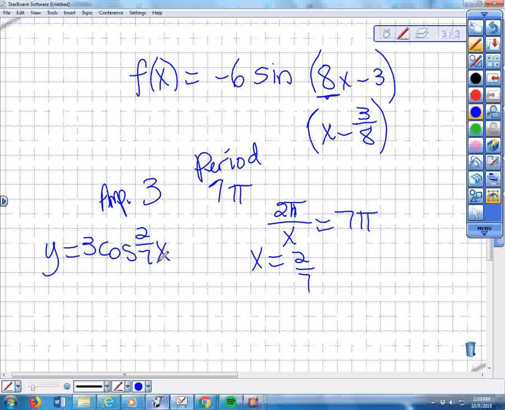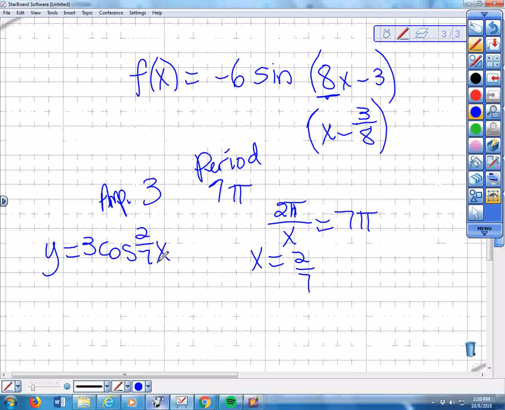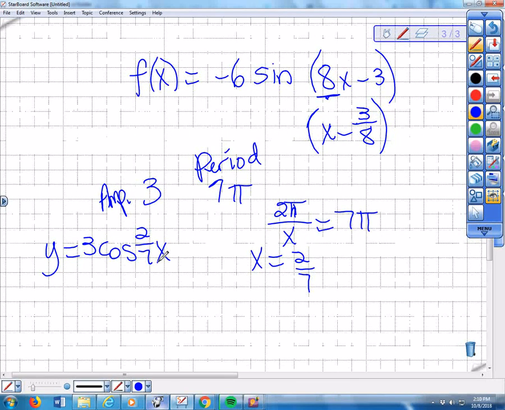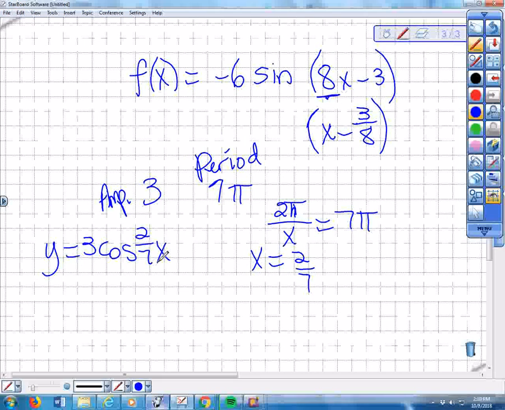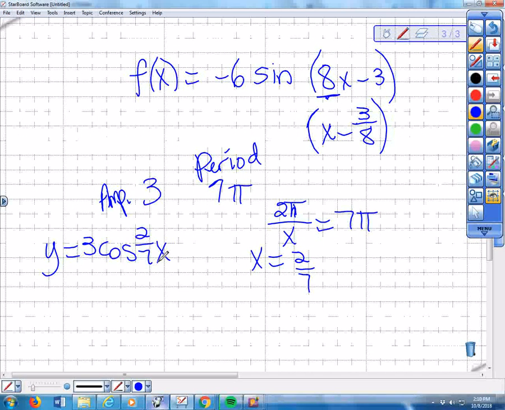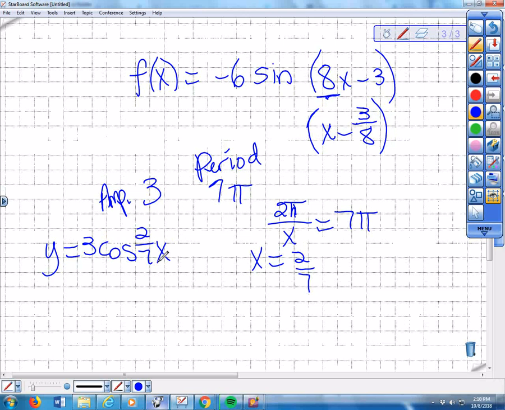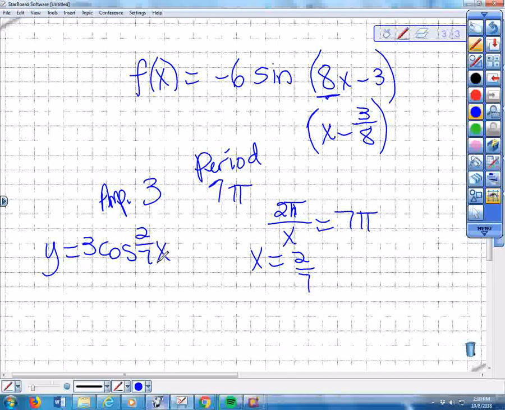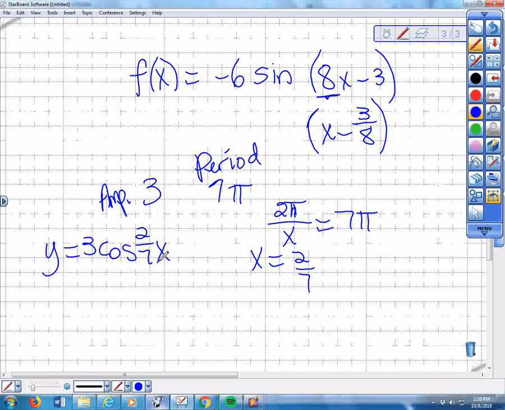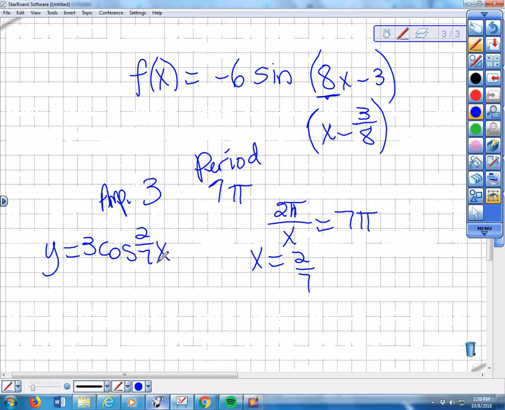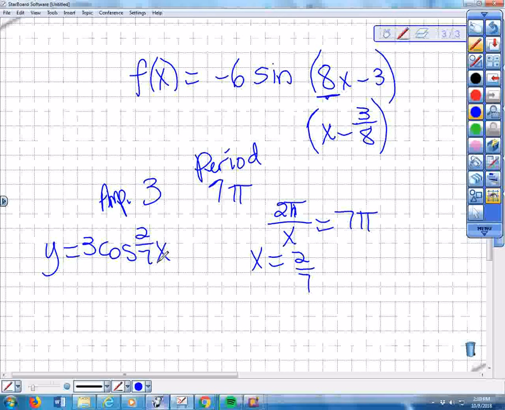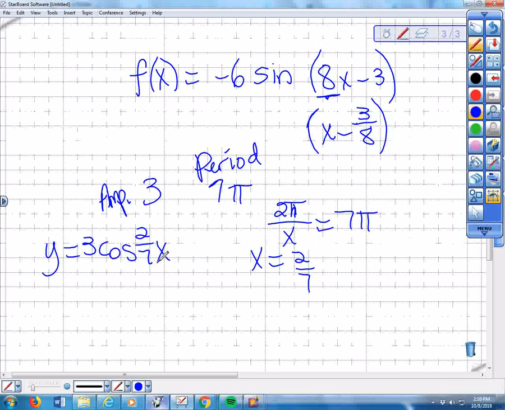Because to get period, I take 2 pi over that coefficient. If I don't know the coefficient, I'm going to take 2 pi over the period. And the pi's cancel out, so it just becomes 2/7. And the 3 just goes in front. The amplitude's in front. Okay? So far, so good? So you guys can get 2 done easily.